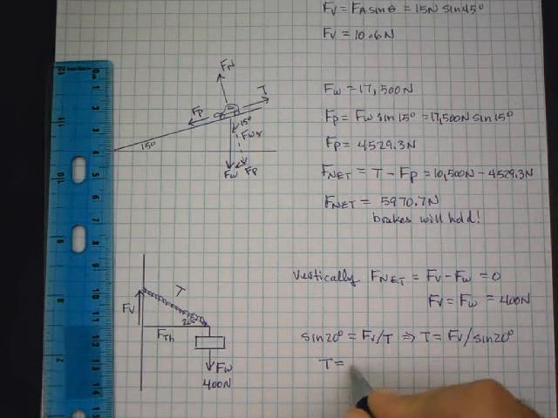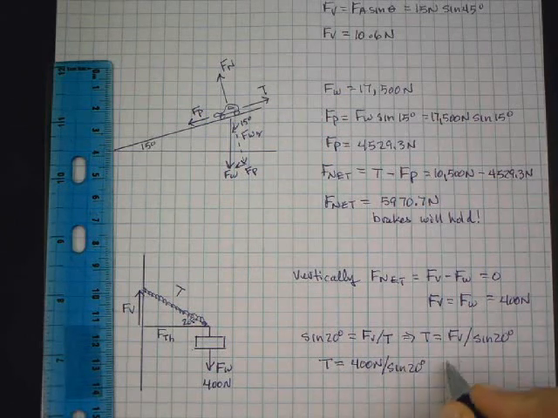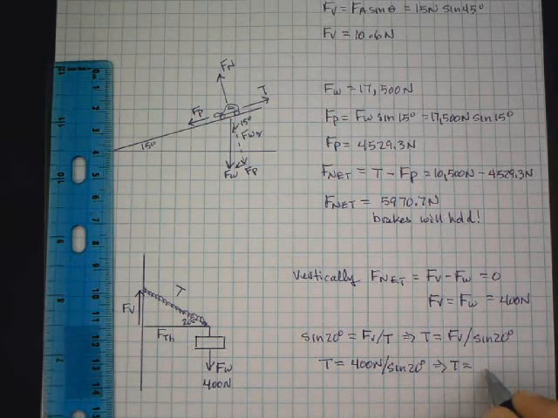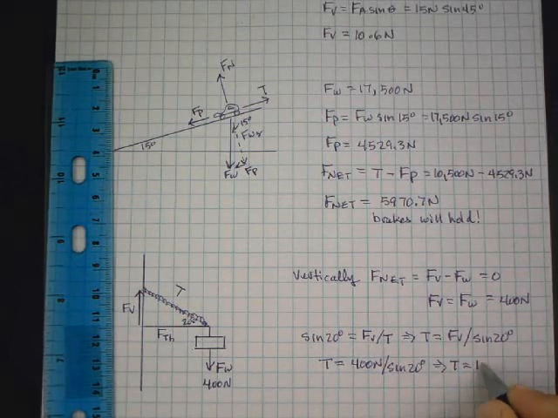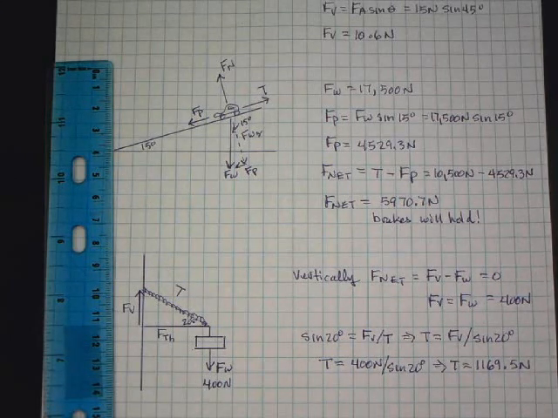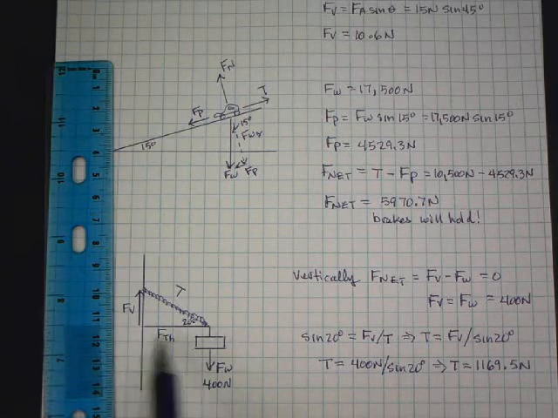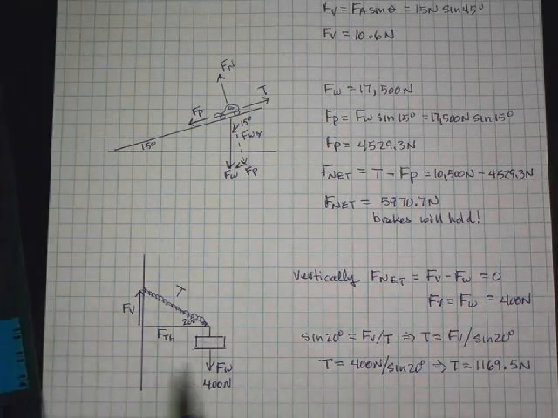So the tension in the chain will be the 400 newtons divided by the sine of 20 degrees. So the tension in the chain will be 1169.5 newtons. On the other hand, if I'm considering the thrust force here, there's two ways that I can go about it.